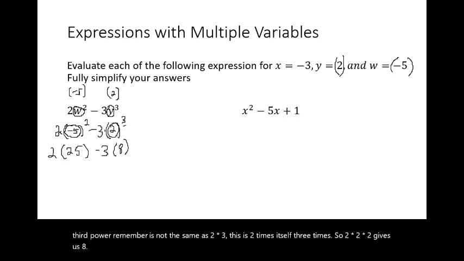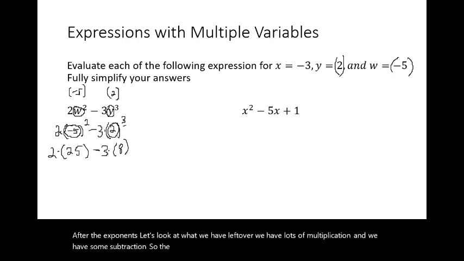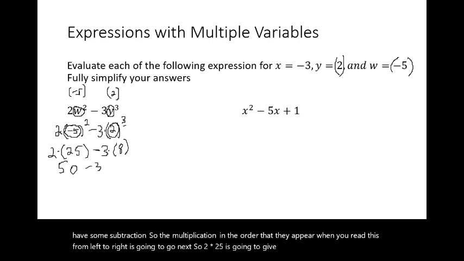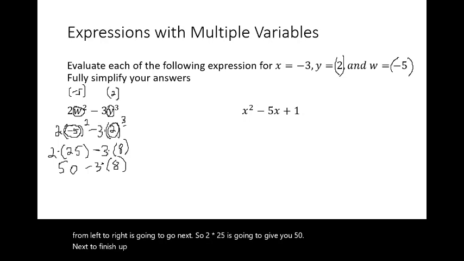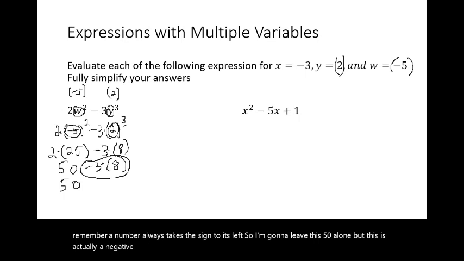After the exponents, let's look at what we have left over. We have lots of multiplication and we have some subtraction. So the multiplication in the order that they appear when you read this from left to right is going to go next. So 2 times 25 is going to give you 50. Next, to finish up the multiplication, we're going to do this multiplication that's right here. Now remember, a number always takes the sign to its left. So I'm going to leave this 50 alone, but this is actually a -3 times a +8. So -3 times +8 is going to be -24.